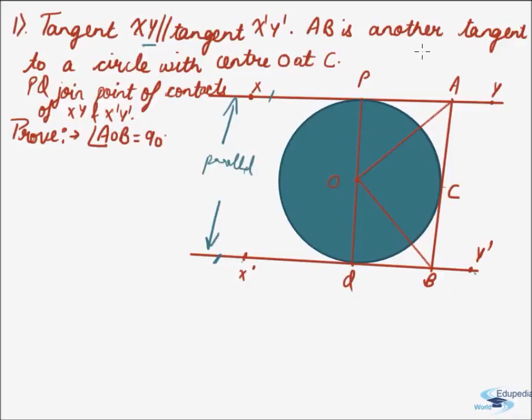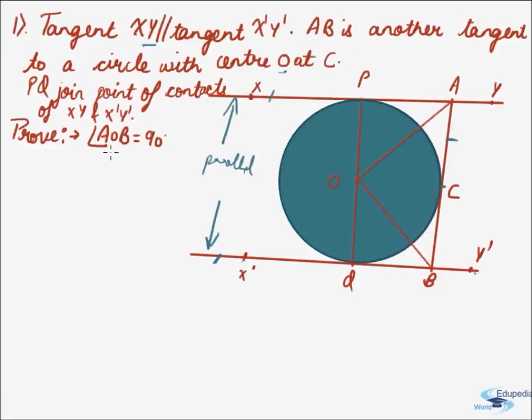Also, AB is another tangent to a circle with center O at C. Here, the information provided is that the circle is having center O and AB is tangent at the point C. PQ join point of contacts of xy and x dash y dash. This line PQ is joining the point of contacts of xy and x dash y dash with circle.